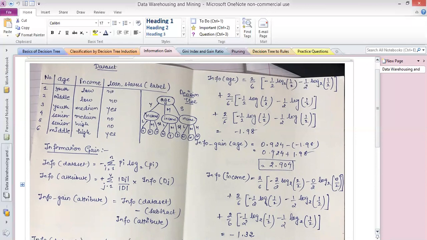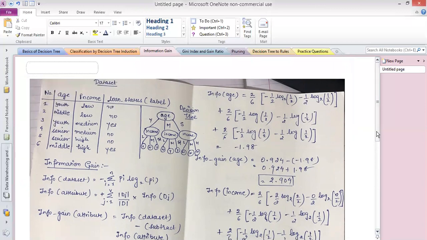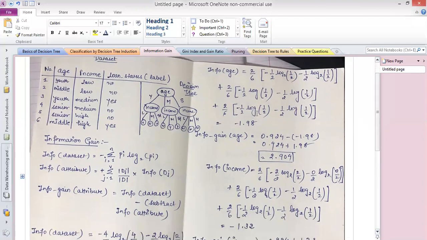is middle. Middle also has got 2 tuples, as you can see here, 1 and 2. This tuple says no, this tuple says yes. So again 1 by 2, 1 by 2. So we write 2 by 6 in the bracket minus 1 by 2 log 1 by 2 to the base 2. I've forgotten the base 2 here. Minus 1 by 2 log 1 by 2 to the base 2. All this calculation always has to be with the base 2. You have to make sure; I forgot putting the value, but I have calculated it using base 2.